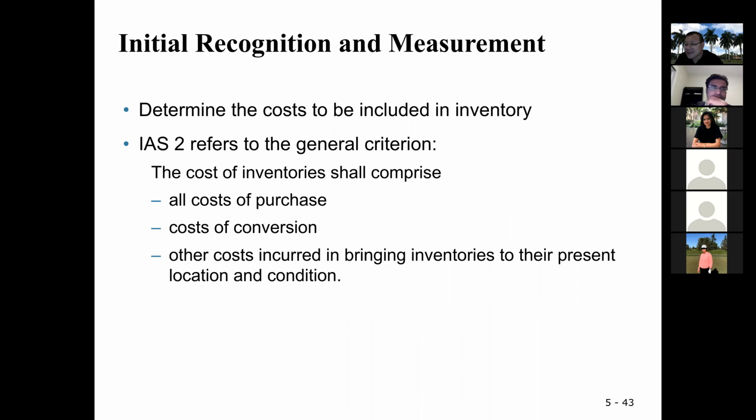Cost of conversions. If the item you purchased is not the end product, you have to incur certain costs to make it better. For example, if I have a business, I find some second-hand furniture that is in very bad shape. I paid the money, so that's my purchase cost, and that should be part of my inventory cost.